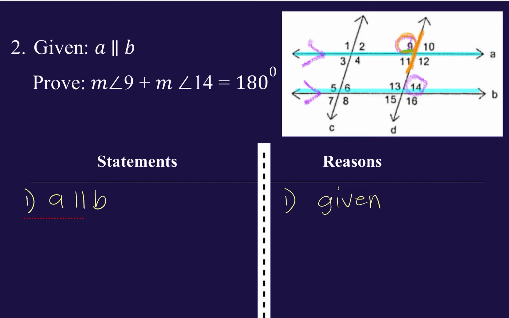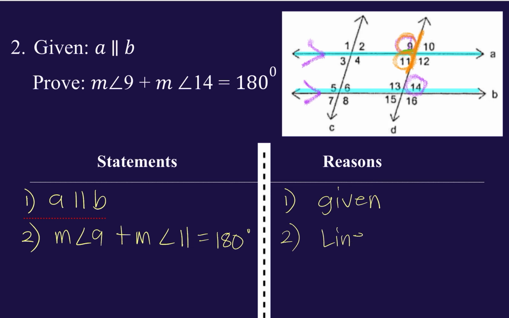So 9 and 11. These two angles make up a straight line, so when added together they are equal to 180 degrees. That means they're a linear pair. So our number 2 statement can be: measure of angle 9 plus measure of angle 11 is equal to 180 degrees. And these two angles make up what is called a linear pair.